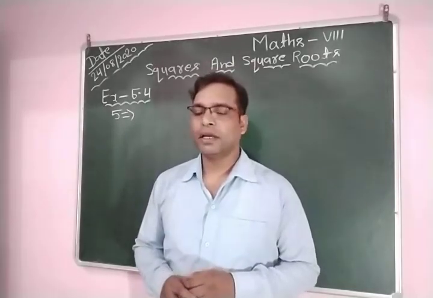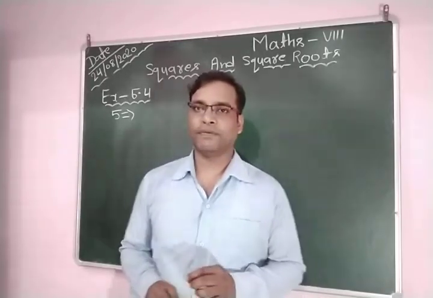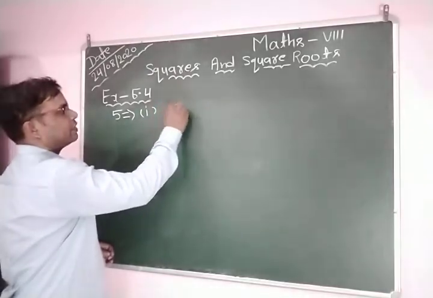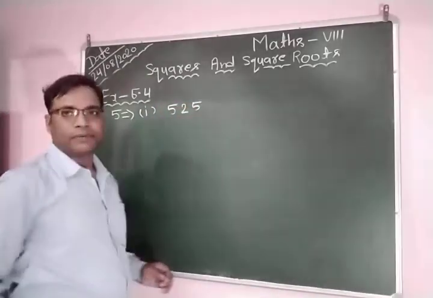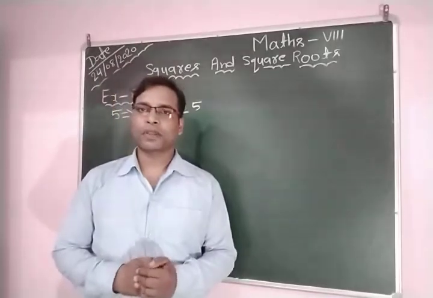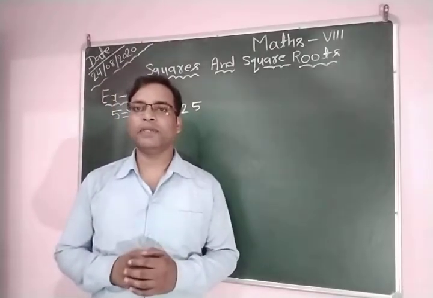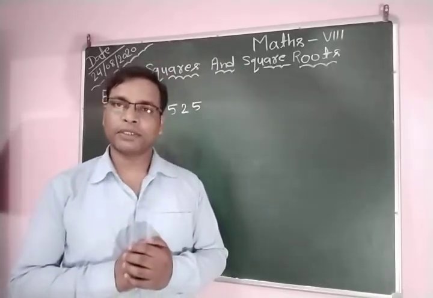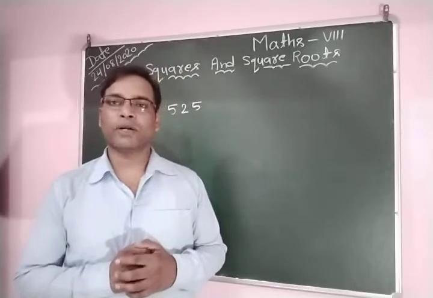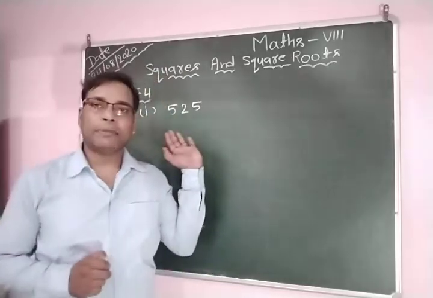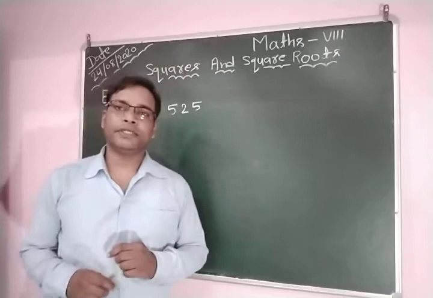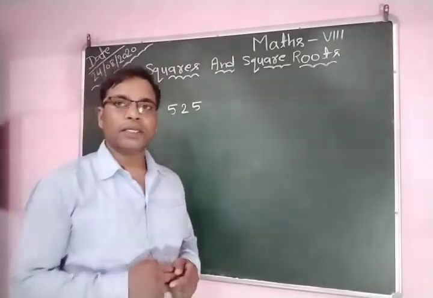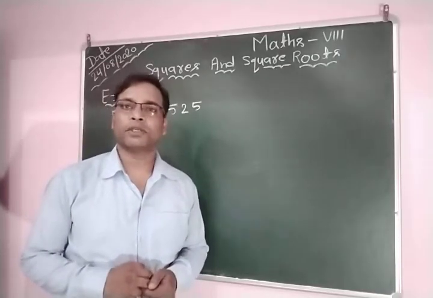The first number given is 525. First, how do we find the least number that we add to 525 to get a perfect square? For this we find the square root of 525 by the long division method. How to find a square root by the long division method, you know very well; we discussed it in question number 1.